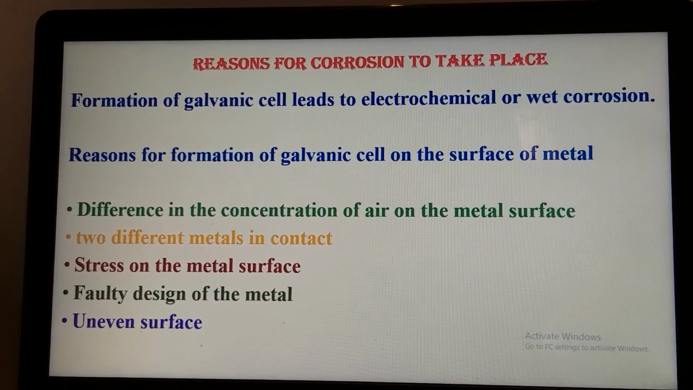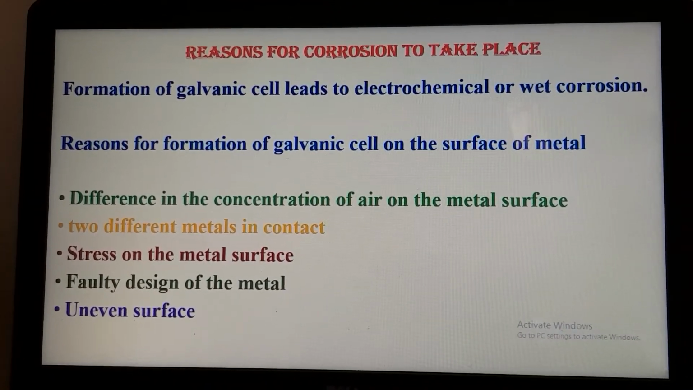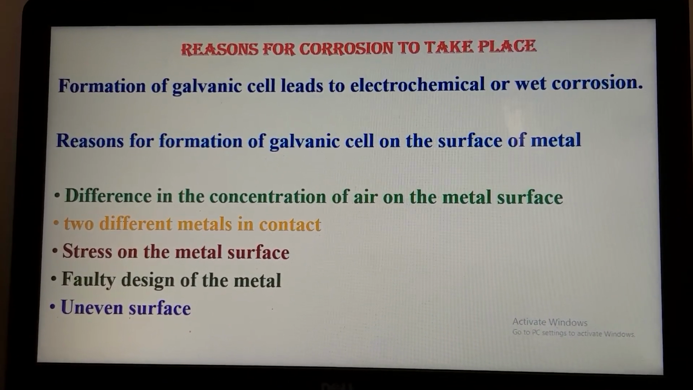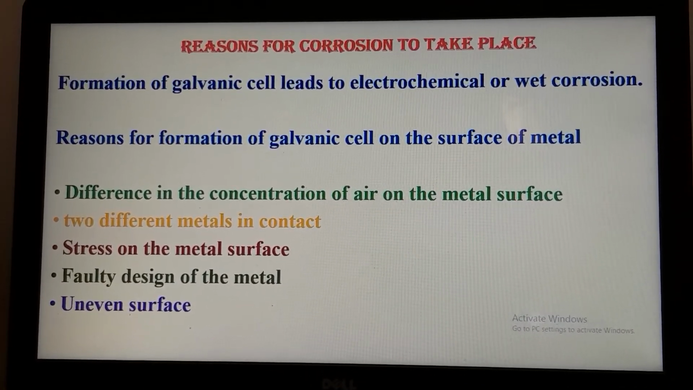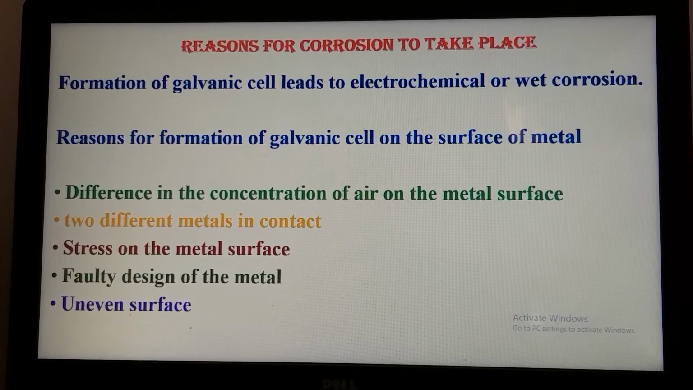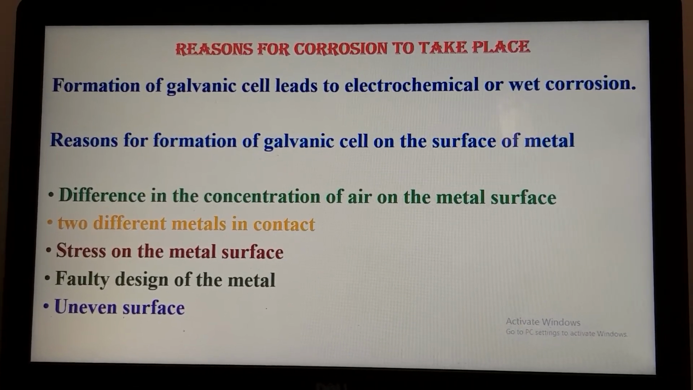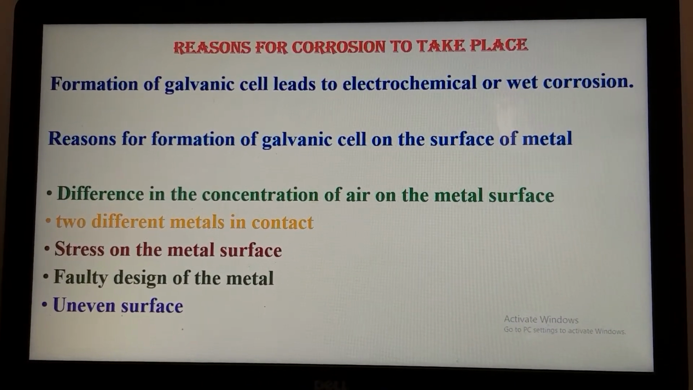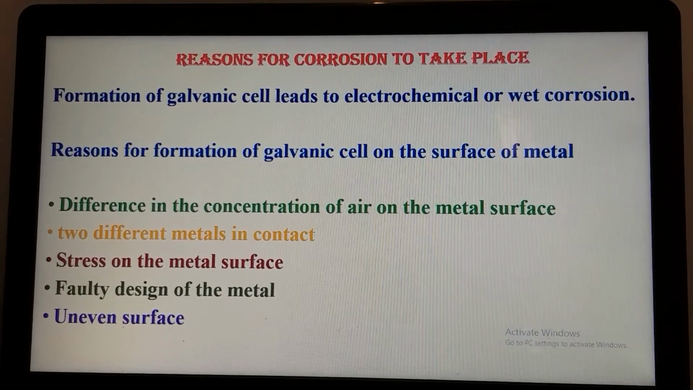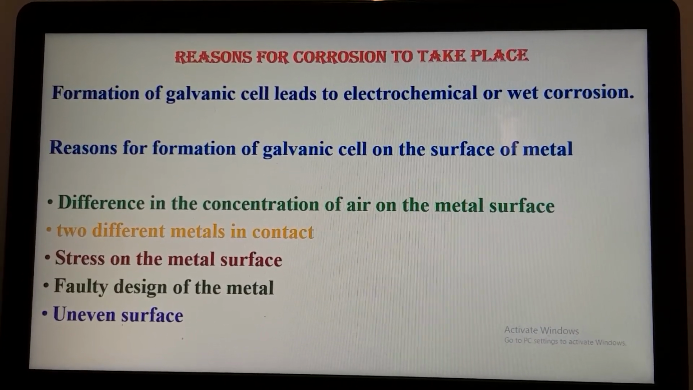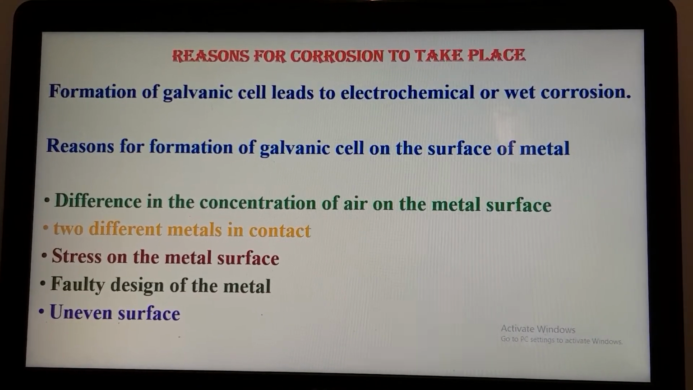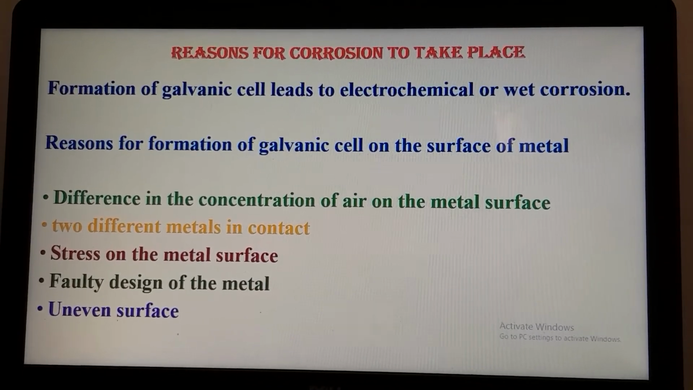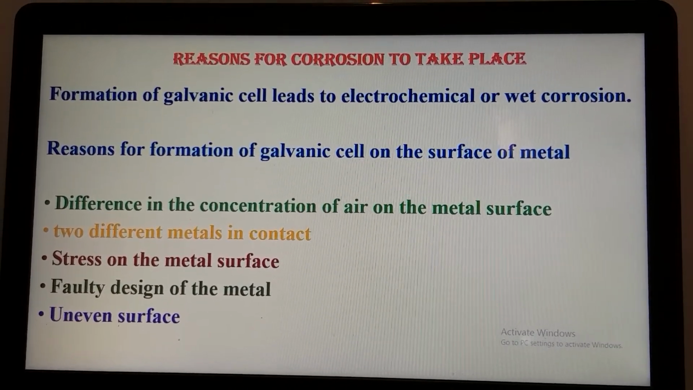The reason for corrosion to take place is the electrochemical reactions that take place on the surface of the metal. The electrochemical reactions are the redox reactions that take place on the surface of the metal, and the redox reactions take place in galvanic cells. So in other words, we can say that corrosion is due to the formation of galvanic cells on the surface of the metal.